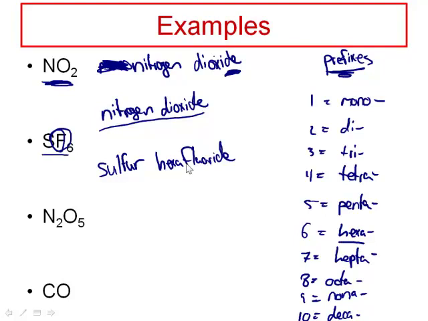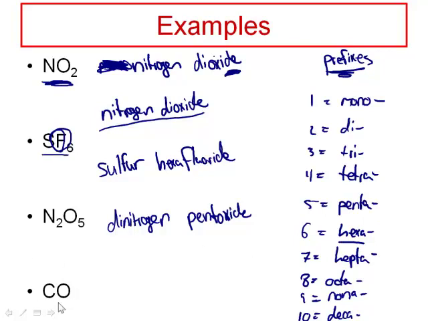In a similar fashion, we look at the next one, N2O5. We have 2 nitrogens, so we call that dinitrogen. We have 5 oxygens. The prefix for 5 is penta. So it's going to be pentoxide. Now notice what I did here, guys. I took the A off here. We had that contraction. If you have 2 vowels running into each other, you take the A off of the prefix. So it's going to be dinitrogen pentoxide.